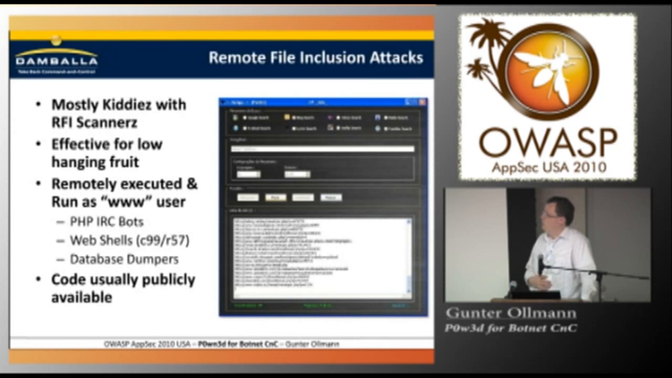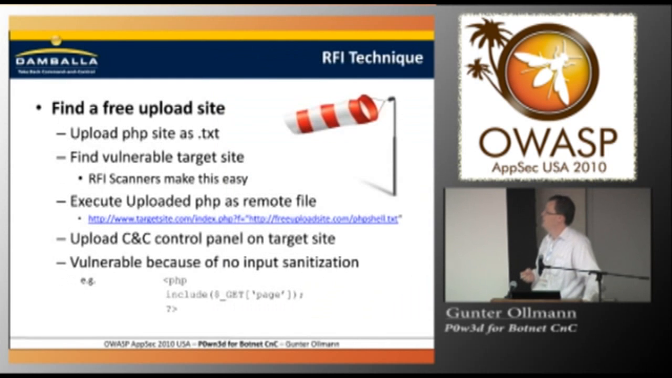So the tools themselves, so remote file inclusion scanners. Here, these tools are popular and widely available. So this particular example here, the Kinga scanner, is actually just running through and looking for remote file includes. It's remotely executed and will run as the www user, and is used to install PHP IRC bots, web shells, database dumpers, all these types of things. Okay, these types of tools are very fast and very efficient.